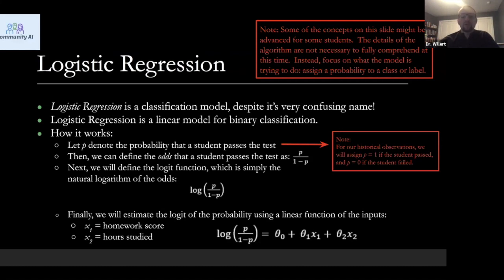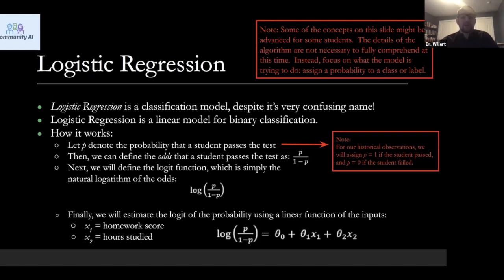And that's because with logistic regression, while we're trying to predict a class, what we're actually doing in a sense is performing regression on the probability. So we want, based on the inputs, to predict the probability that a certain observation is in each class. So let's let P denote the probability that a student passes the test. And for our historical observations, we already know whether the student passed or failed. So we'll assign P equals 1 if the student passed, and P equals 0 if the student failed.